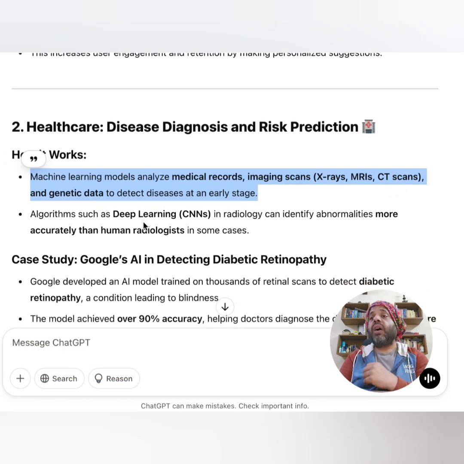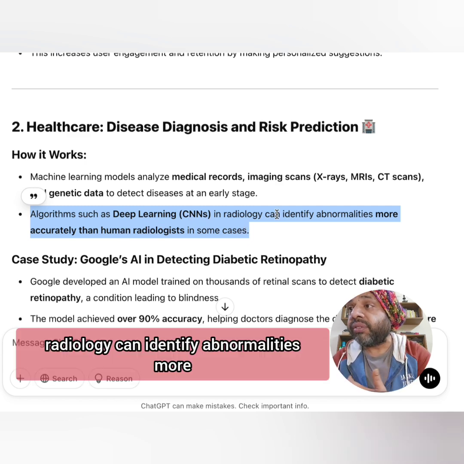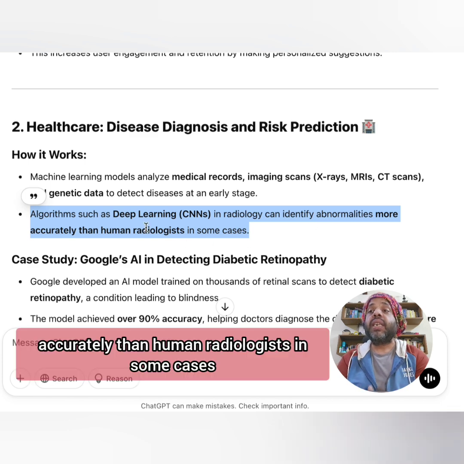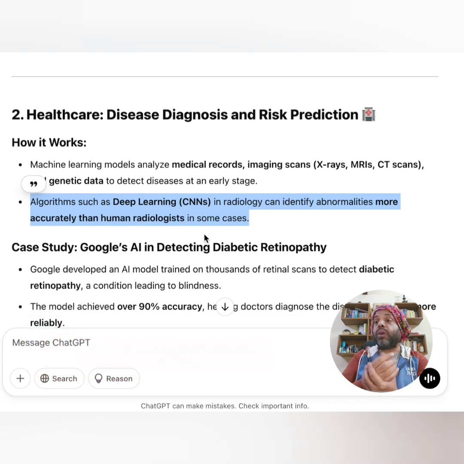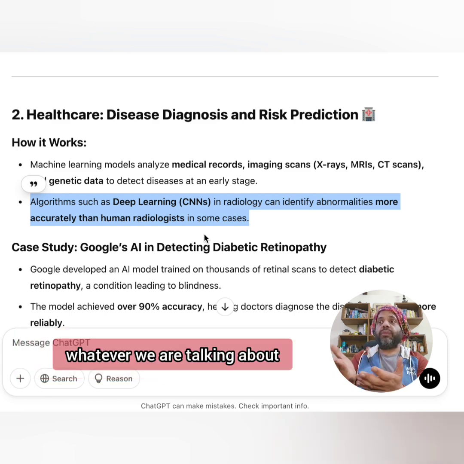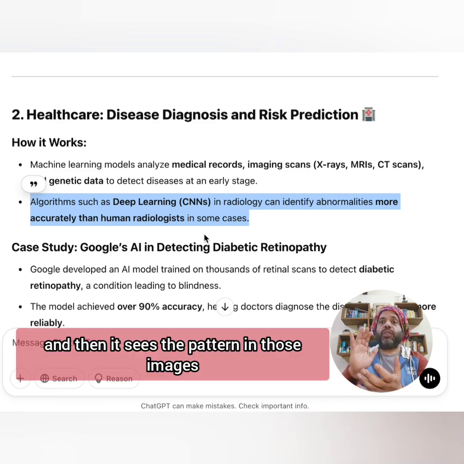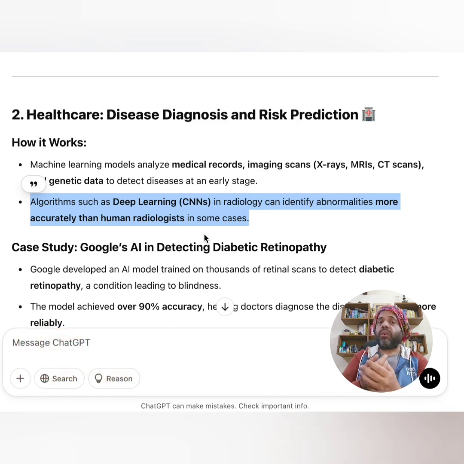Okay, makes sense. Algorithms such as deep learning CNNs in radiology can identify abnormalities more accurately than human radiologists in some cases. Very interesting. So people from a medical background would know more about it, right? But from a technical side, I can understand that if you give a lot of images to AI, and it sees the pattern in those images, it can definitely take out the abnormalities. Or in any kind of data, actually, images being one of them.